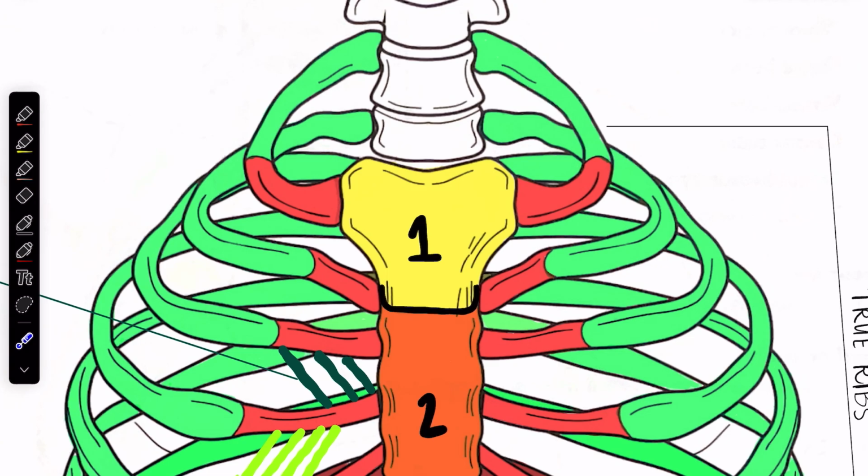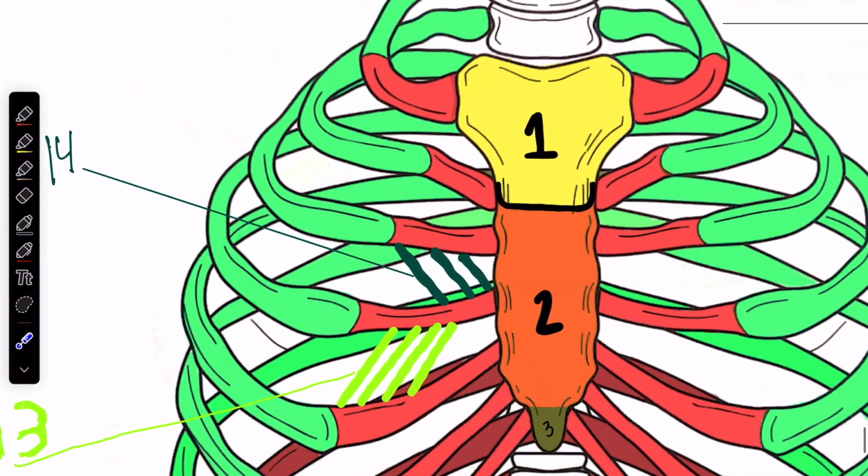Number 5, that's going to be your costal cartilage. So that's what's going to be red right here. All of these are your costal cartilages.